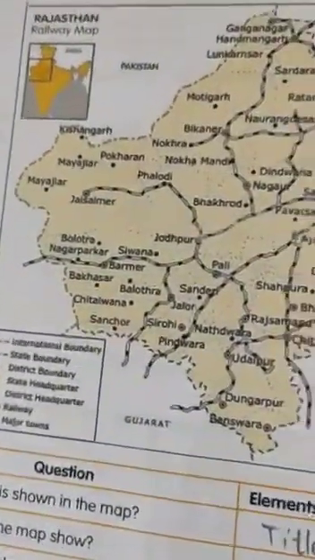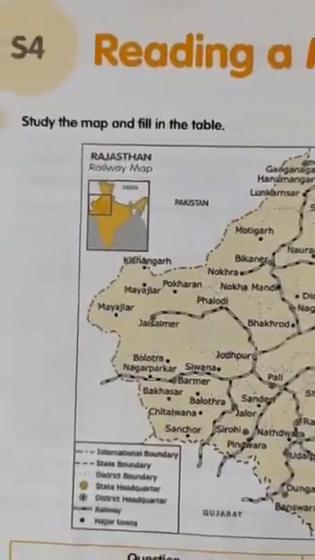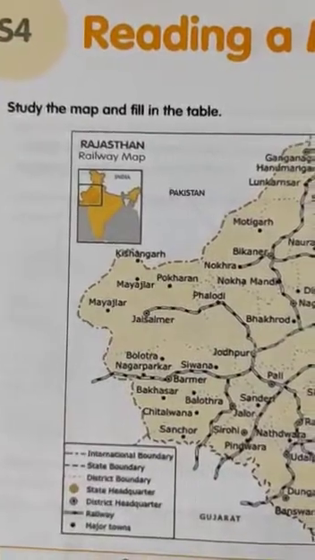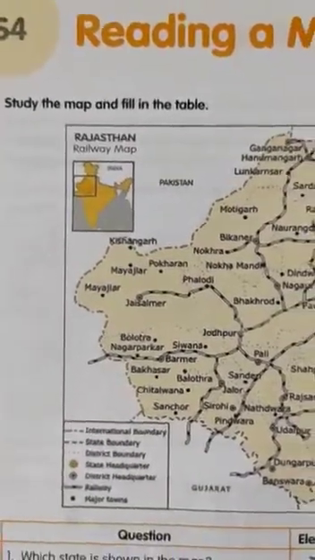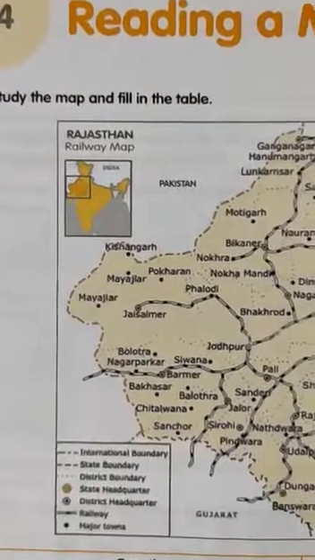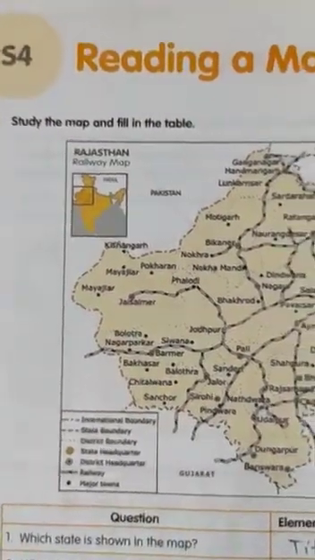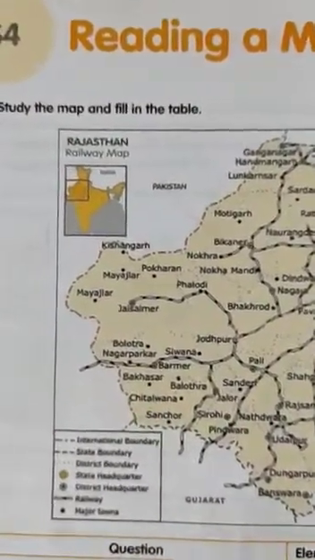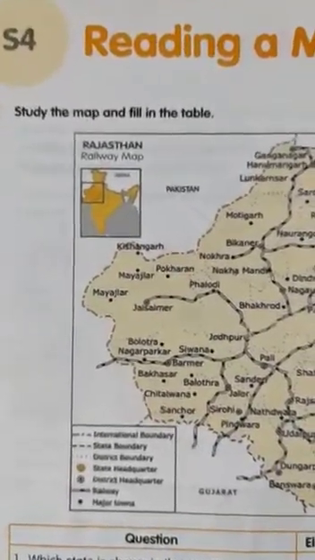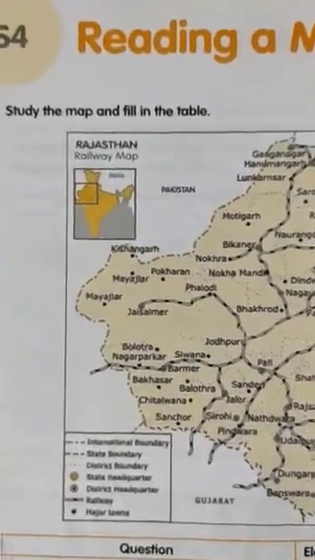Now children, take out your workbook. This is very easy, children. If you understand, you can do it. It is very important, children, because this will help you lifelong and for high school also. So whenever you travel also, you can understand. You can find out from your phone also. Now, reading a map. Now study the map and fill in the table.